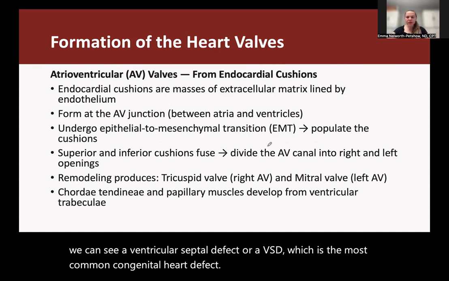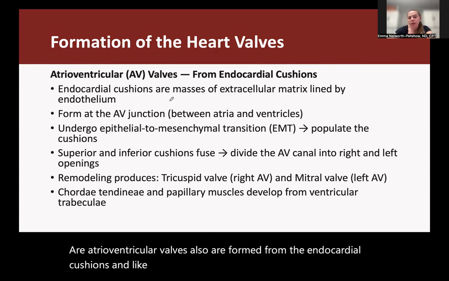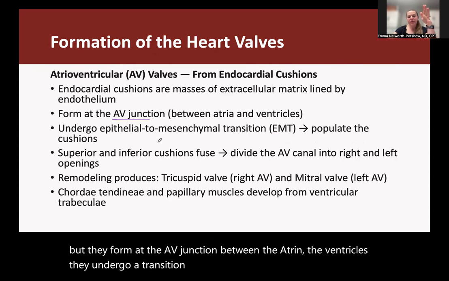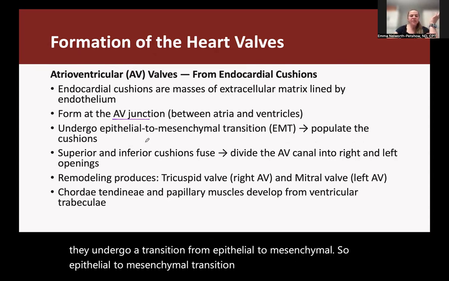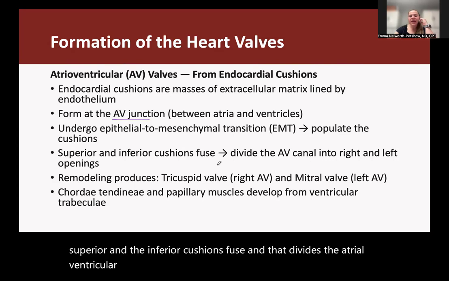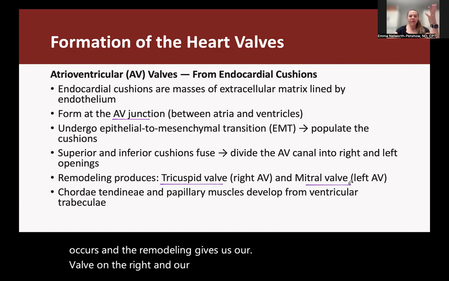Our atrioventricular valves also are formed from the endocardial cushions, and like I mentioned, we kind of talked about what these are, but they form at the AV junction between the atria and the ventricles. They undergo an epithelial to mesenchymal transition to populate the cushions. The superior and the inferior cushions fuse, and that divides the atrioventricular canal into right and left openings. And then remodeling occurs, and the remodeling gives us our tricuspid valve on the right and our mitral valve, or bicuspid valve, on the left.